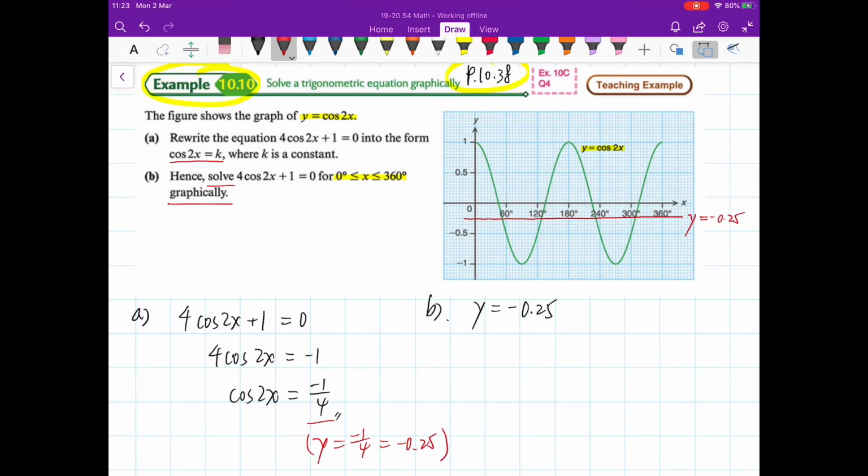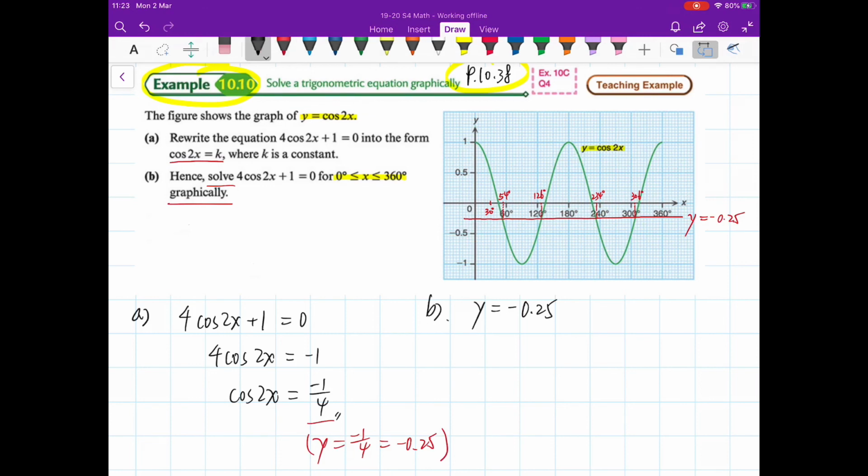Then we will take a look at the intersections. So which will be here, here, here, and here. Okay, so according to 10 grids equals 60 degrees, so 5 of it equals 30 degrees. Okay, then we know that each grid will equal 6 degrees. So therefore it should be 54, 126, 234 degrees, and 306 degrees.